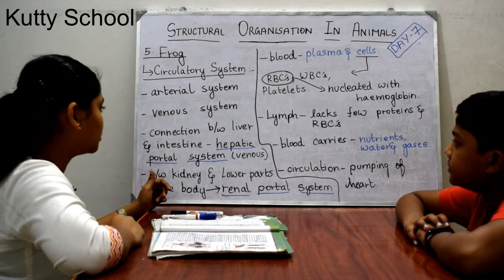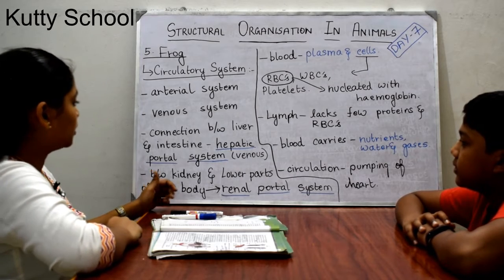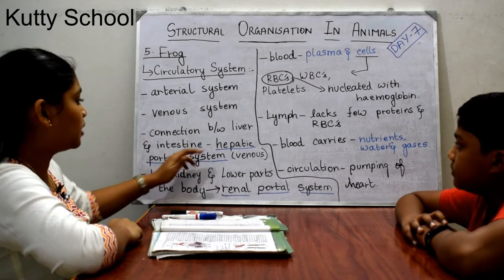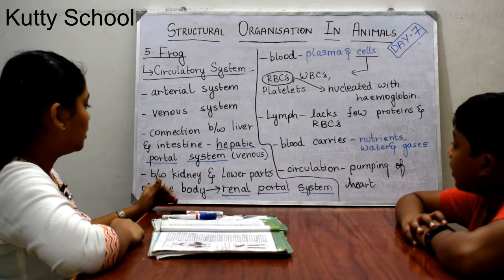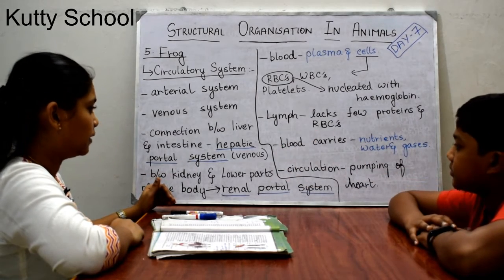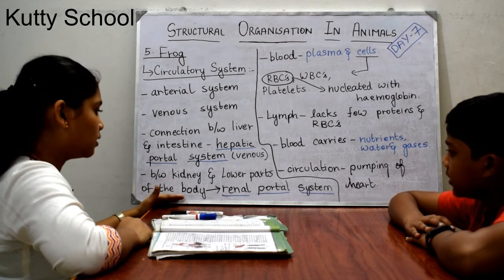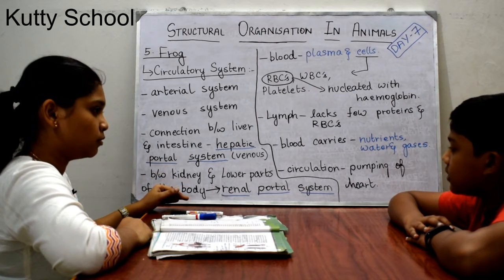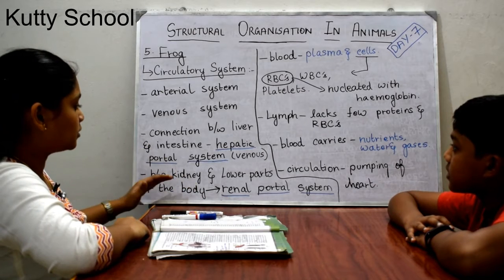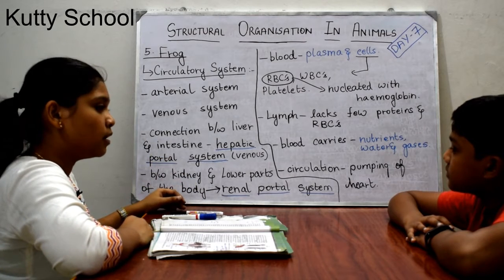And here some venous connection is between the liver and intestine, so it is known as the hepatic portal system. It also occurs between the kidney and lower parts of the body, and this is known as the renal portal system. So kidney and lower parts of the body is renal portal system, and liver and intestine is hepatic portal system.